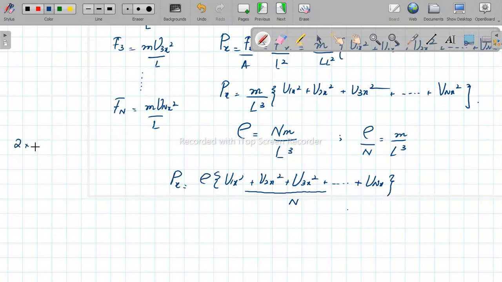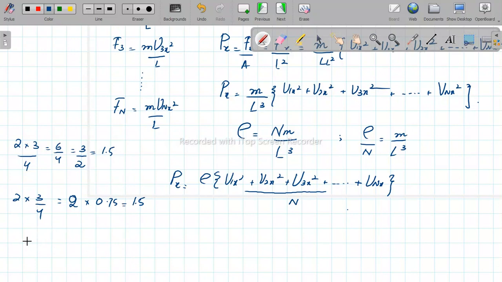If we have 2 into 3 over 4, this becomes 2 into 3 is 6, 6 over 4, which is 3 by 2. Let's just change the order. 2 into 3 over 4. 3 over 4 is 0.75, and this 2 right here, this again becomes 1.5, and 1.5 is nothing but 3 by 2.